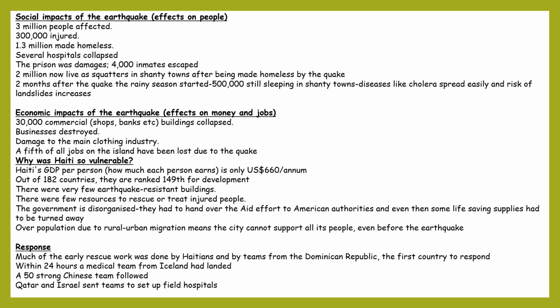Overpopulation. We've looked at this in our factors affecting vulnerability. People were so densely packed into Port-au-Prince, right next to the epicenter of the earthquake, and that meant that obviously more people are going to be affected in a small area. You've got lots of ad hoc buildings that aren't built properly. They're just thrown up. So when an earthquake happens, everything falls down on top of each other.